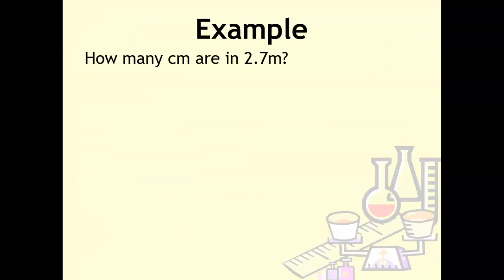All right, so let's do some examples. Here, how many centimeters are in 2.7 meters? So here's our known value, and you do want to copy this down. We have 2.7 meters. We want to go to centimeters. How do we do that?